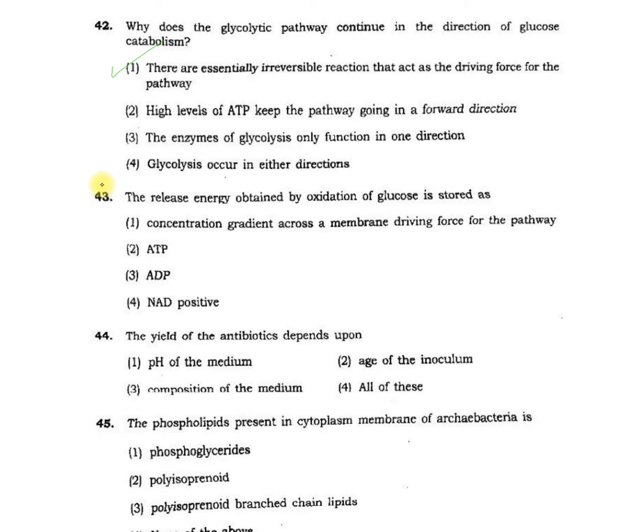Question number 43. The released energy obtained by oxidation of glucose is stored as 1, concentration gradient across the membrane, 2, ATP, 3, ATP, 4, NAD positive. The option 2, ATP, is the correct one.